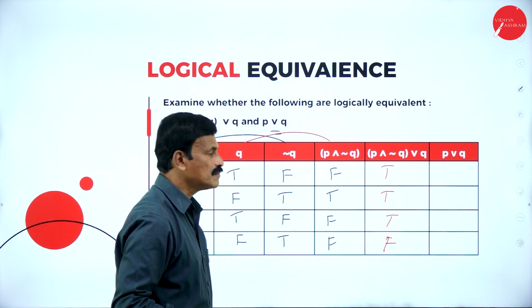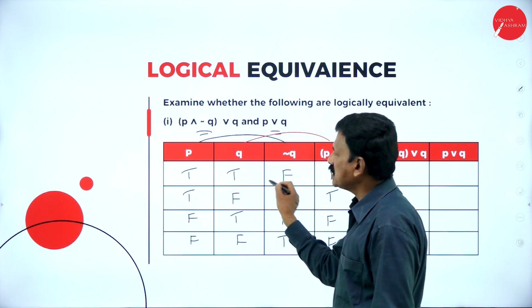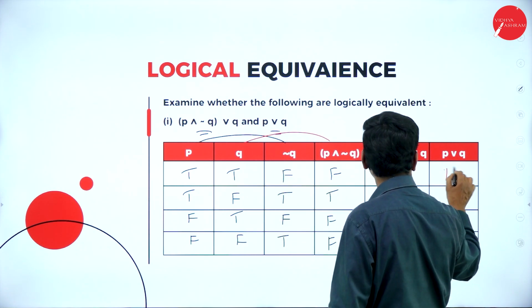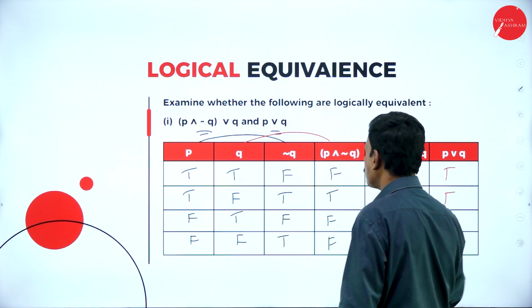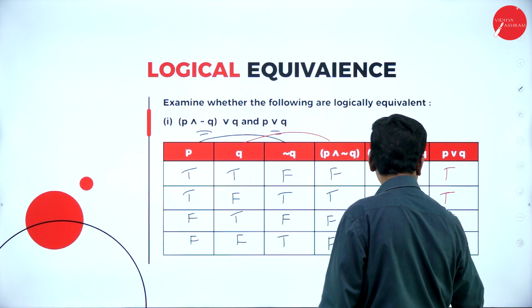Next, the last column is P disjunction Q, the disjunction for these two. True and true is true. True and false is also true. False and true is also true. Then false and false is false.